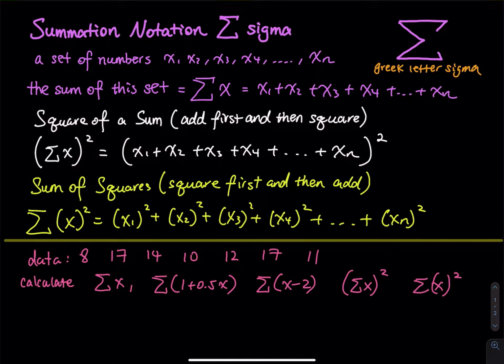Let's talk about summation. The summation notation is a sigma. So sigma, do you see there is a big sigma symbol on the right? That is a Greek letter, sigma.